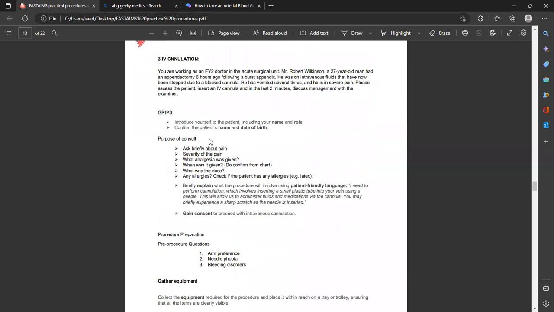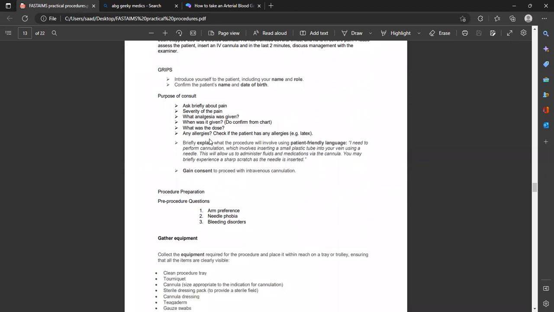So again, you enter the room, smile, be confident, state your name and role, and check the patient's name, age, and date of birth. Okay, he is in pain, but he would be responding to your questions. The pain would not be so severe that he would not answer any questions. So he would be answering your questions in this scenario.